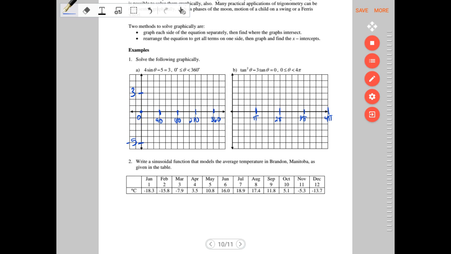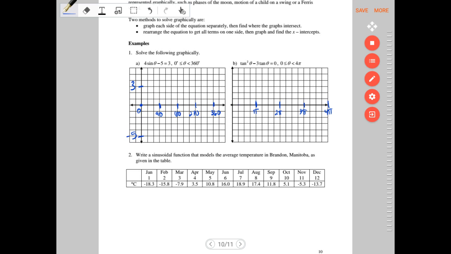Alright, so two methods to solve graphically are: you can either graph each side of the equation separately and find where the graphs intersect, or you can rearrange the equation to get all terms on one side and then graph and find the x-intercepts. I've got a couple of examples. The first example I will do using the first method and the second example using the second method.